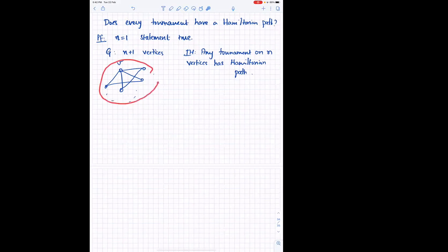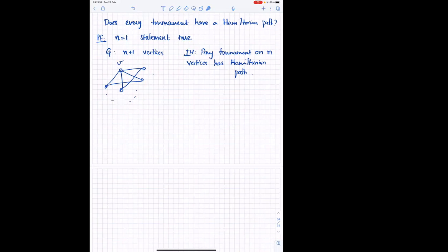So here is a graph on n plus 1 vertices, and I know that any graph on n vertices has a Hamiltonian path, and I want to use it. Just start with the Hamiltonian path on n vertices and then try to add a new vertex. But how do you know that you will get the graph that we started with?